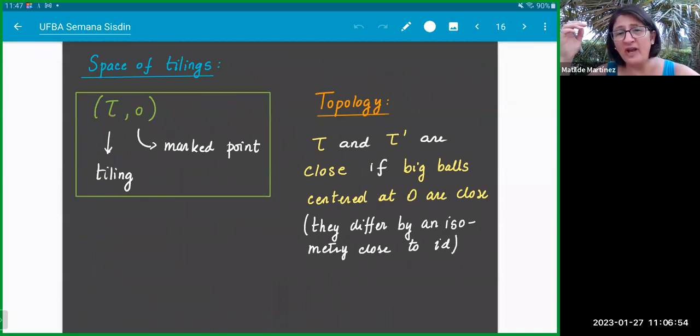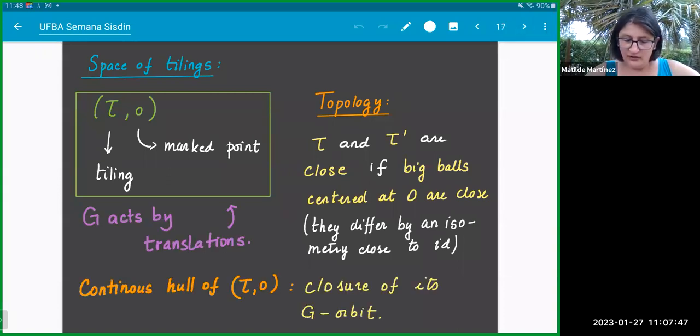So what is this, if we have some Lie group, what is the space of tilings? It's a space where each element is a tiling on the group with a marked point. And this space is endowed with the Gromov-Hausdorff topology, which is the following. If you have two tilings, tau and tau prime, with their respective mark points O and O prime, you say that they're close if big balls centered at the marked point are close. So big balls centered at the marked points differ by an isometry close to the identity. So that's what it means for two tilings to be close.